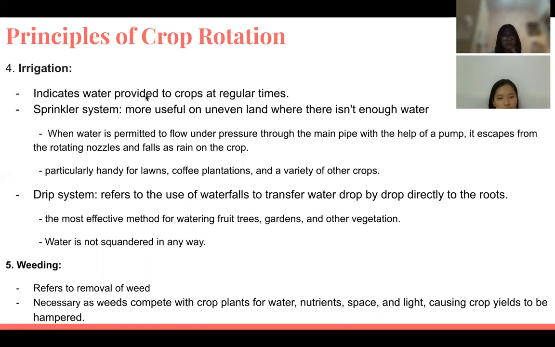The fifth principle of crop rotation is weeding, and weeding refers to removal of weeds. This is a very necessary part of crop rotation since weeds compete with crop plants for water, nutrients, space, and light, and this causes crop yields to be hampered.